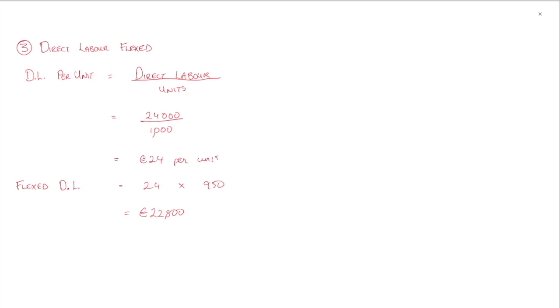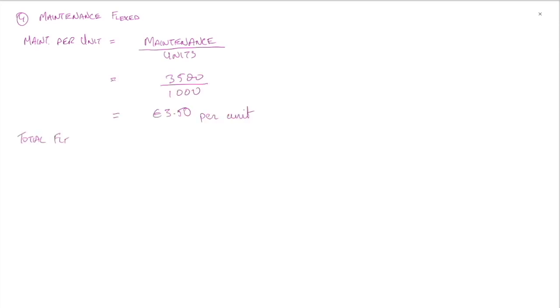And again, we're going to divide the cost by the number of units, and that tells us that it's €3.50 per unit. You end up with a flex maintenance by 950 of €3,325. So now we need to flex the utilities.